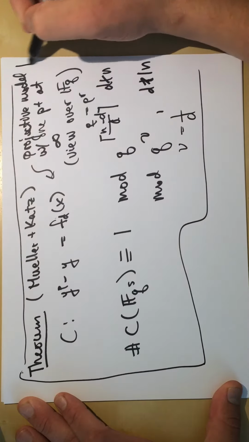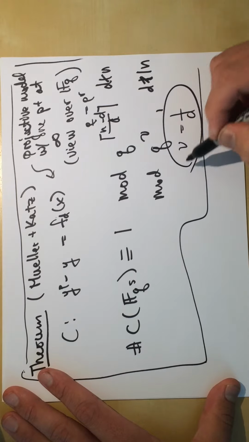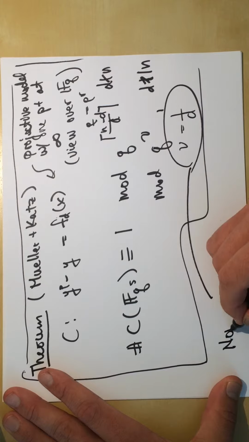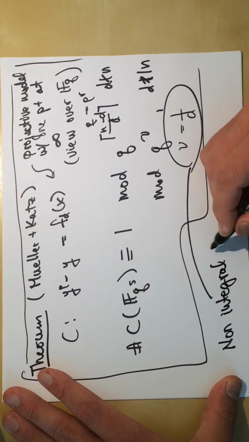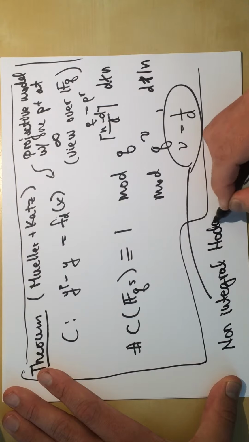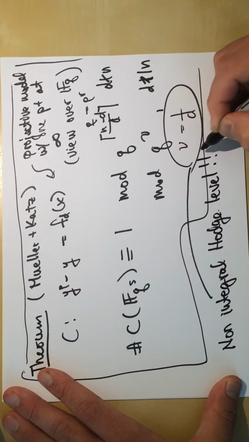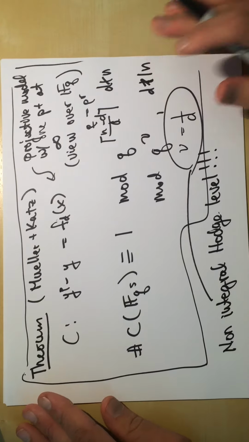And the magic thing about this theorem is that this number here is like a non-integral Hodge level. So it's behaving as if it has a fractional Hodge level.